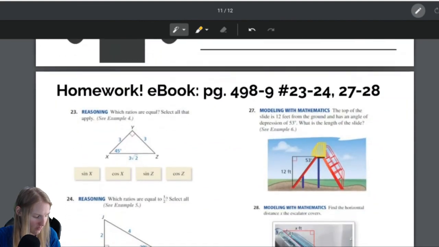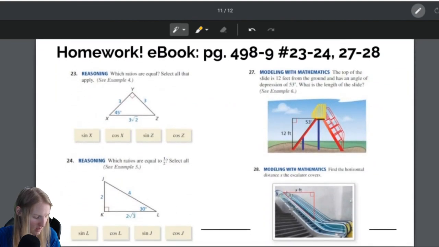Alright, your homework for today is 4 problems, but these both also have like 4 parts to them, so it's kind of like 10 questions, but not so bad because they've already set it up for you. So this is your homework for today.